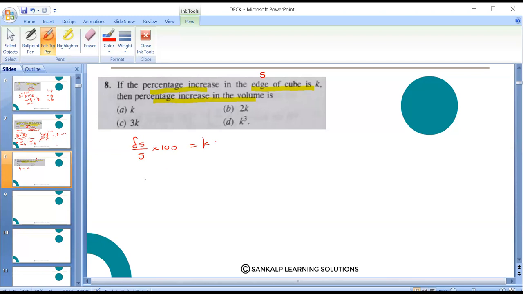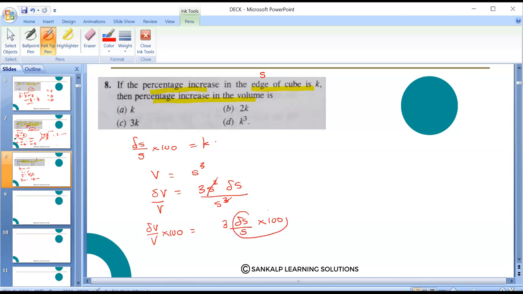Now percentage increase in volume. Volume of the cube is S cube. So dou V is derivative 3s square dou S. Dou V by V, you have to divide by S cube. So S square and S will cancel. Now dou V by V you multiply by 100 because percentage increase in volume. 3 dou S by S multiply by 100. Dou S by S into 100 is K. So 3K will be the answer. Option C.